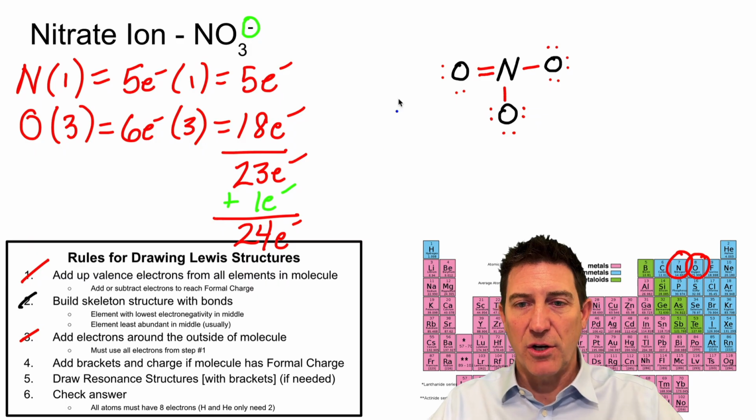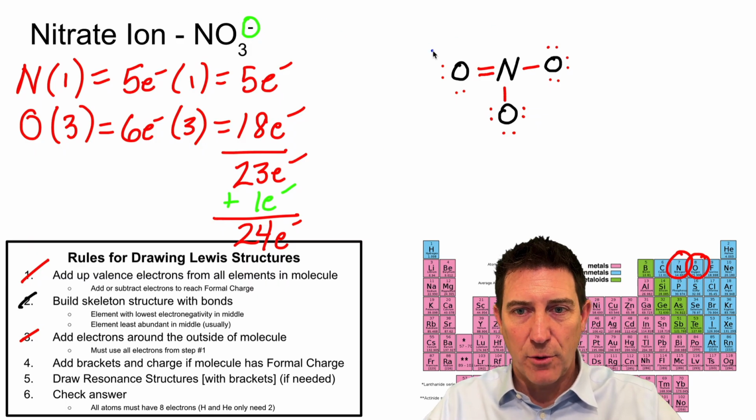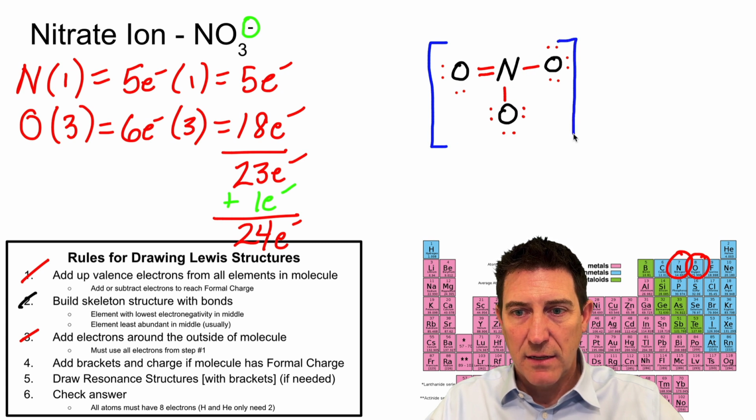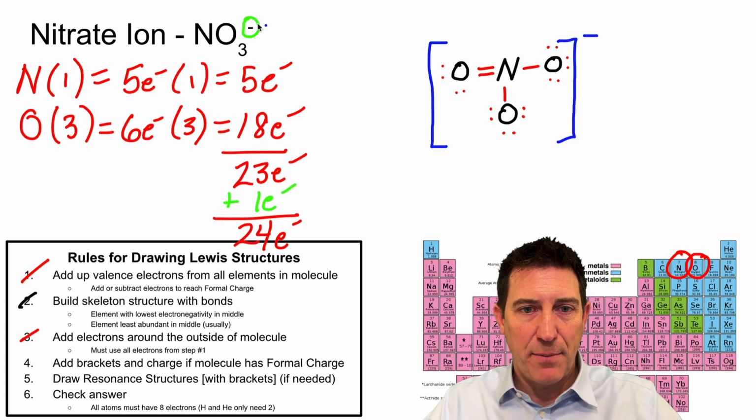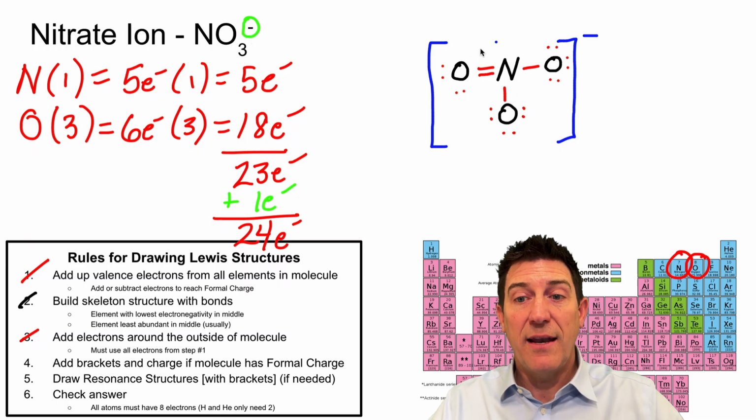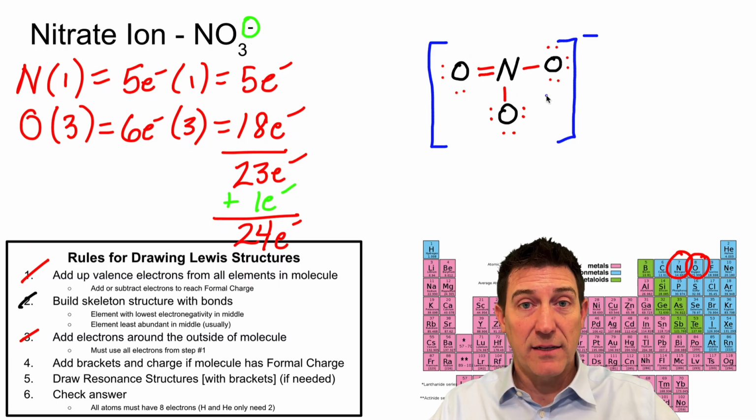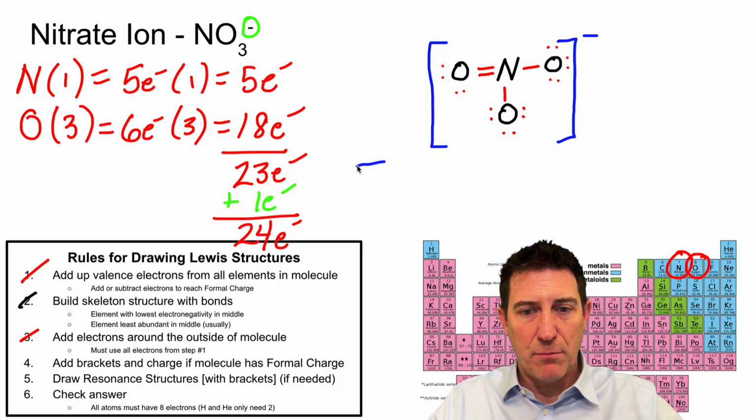Add brackets and the charge if it has a formal charge. It does have a formal charge. So I'm going to go ahead and put brackets around it like this and put that negative up here to show that it has a formal charge. Now this nitrate ion is correct. It's fine, it's good, but it's not showing resonance, which means, and I'll just go ahead and put the brackets in first so I know how much space I have.